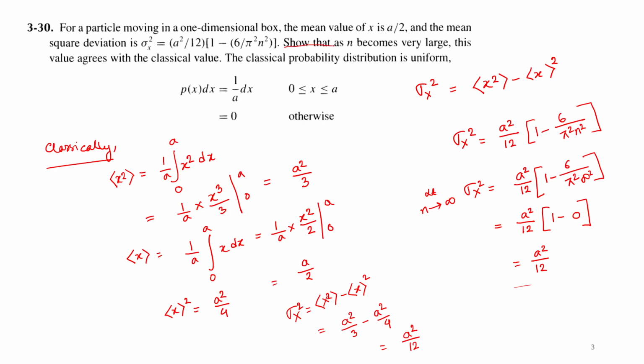They show that when n becomes very large, this value agrees with the classical value. So the classical value is this, and both the values are now the same. So when n becomes very large, both the values become equal. Okay.